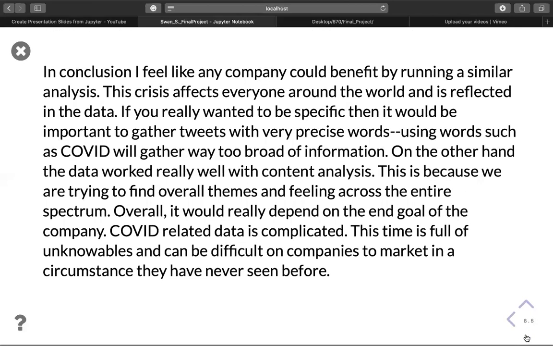In conclusion, I feel like any company could really benefit from running a similar analysis. This crisis affects everyone around the world and is reflected in the data. If you really wanted to be specific, then it would be important to gather tweets with very precise words. Using words such as COVID will gather way too broad of information. On the other hand, the data worked really well with content analysis. This is because we were trying to find overall themes and feeling across an entire spectrum. Overall, it would really depend on the end goal of the company. COVID-related data is complicated. This time is full of unknowables and can be difficult on companies to market in a circumstance they have never seen before.